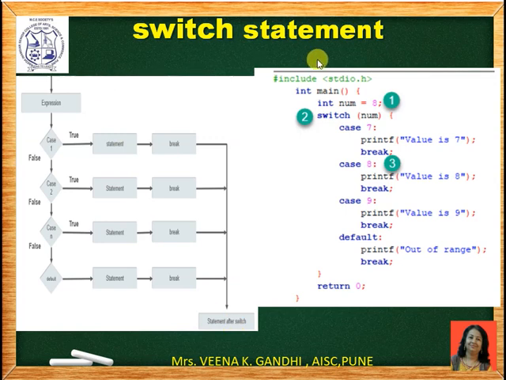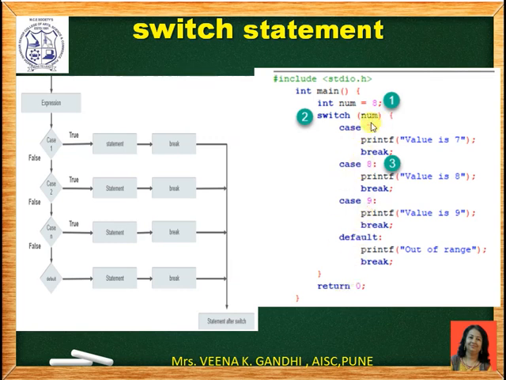Let us see now an example C program using the switch statement. In the main function, we declare a variable num of type int having the value 8. Now we check the value here in the switch expression. Switch num, this value is num having value 8. Now match the value 8 with the different cases. Here case 7, case 8, case 9 and default are given.